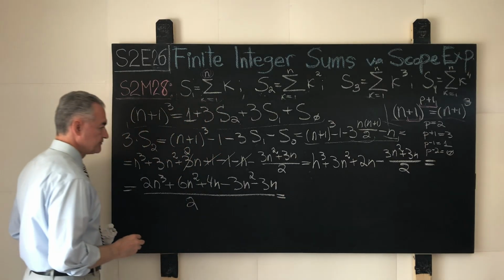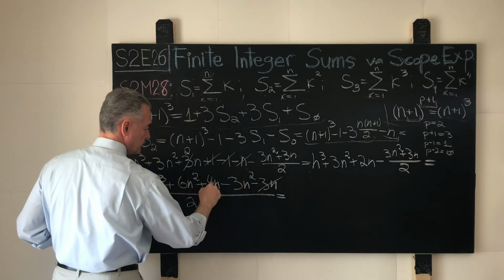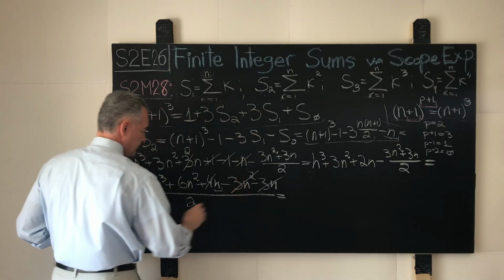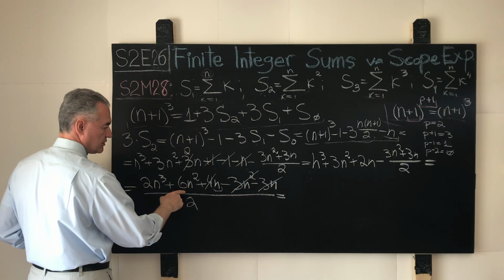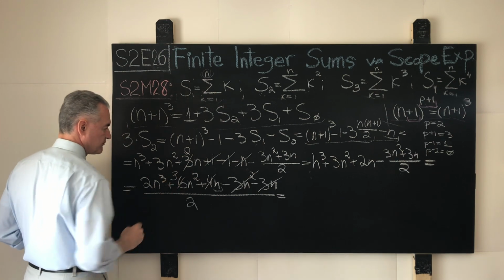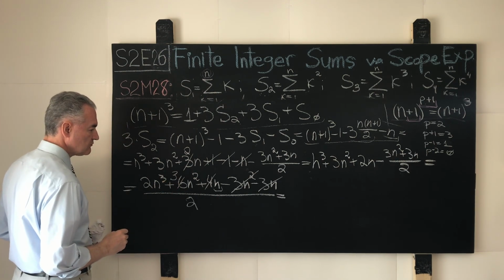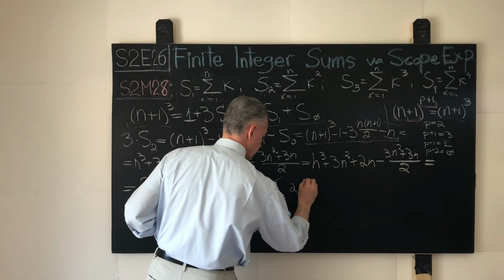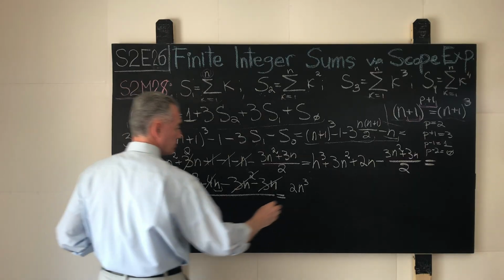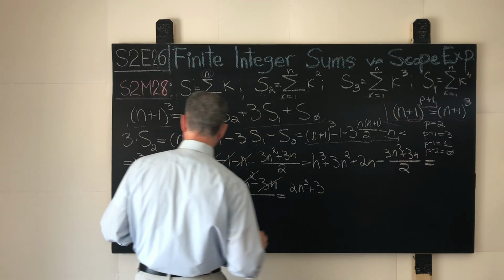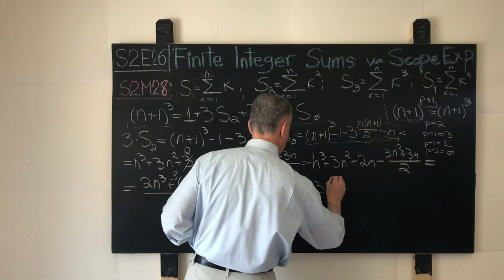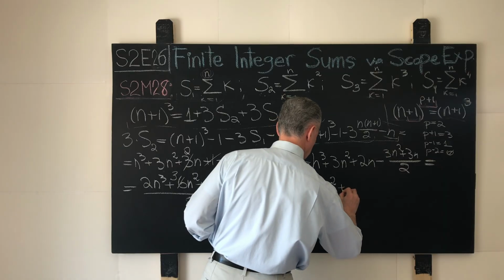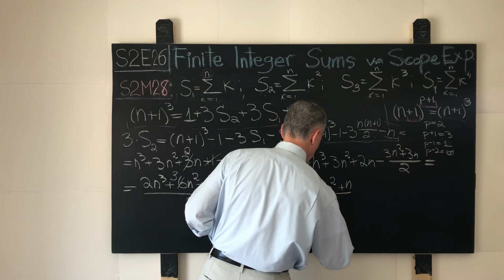And what do we have? Let's see. 3n and 4n cancel out, leaving us with 1 copy of n. 3n squared and 6n squared cancel out, and what do we have? We have 3n squared. And in the end, what do we have? We have 2n cubed plus 3n squared plus n over 2.